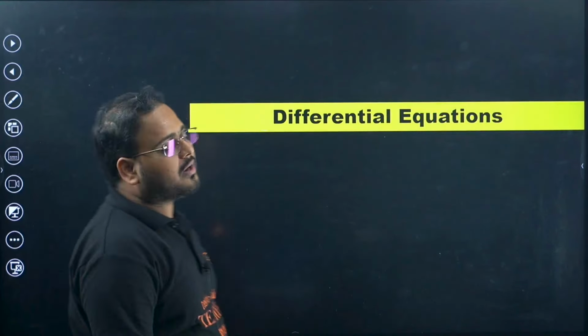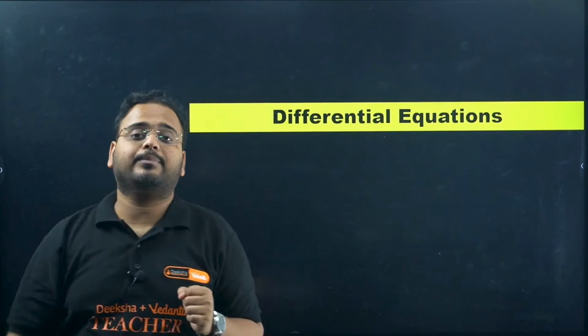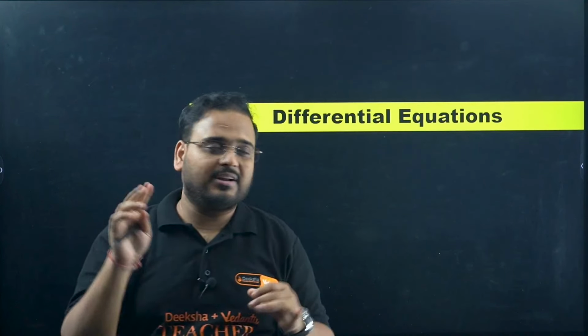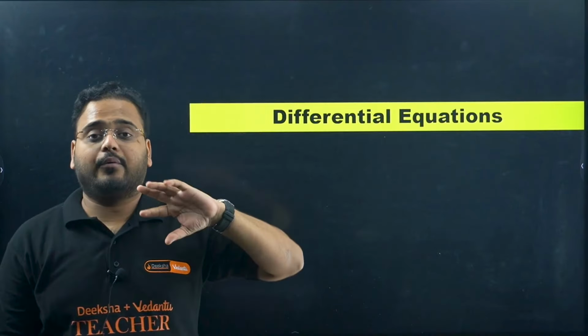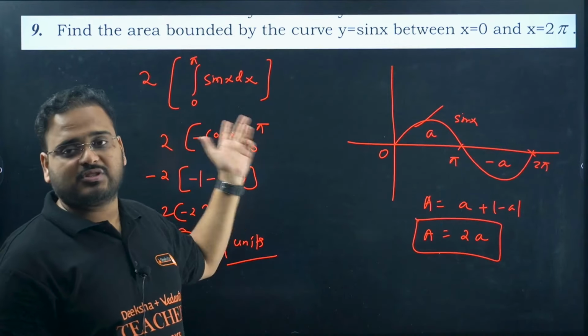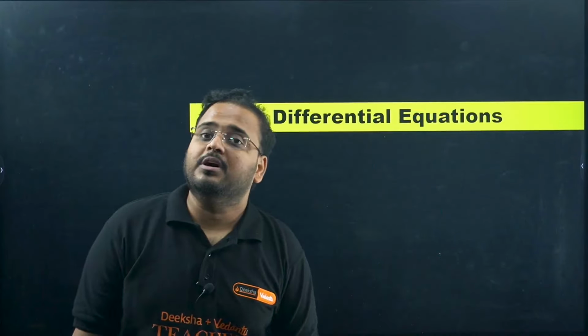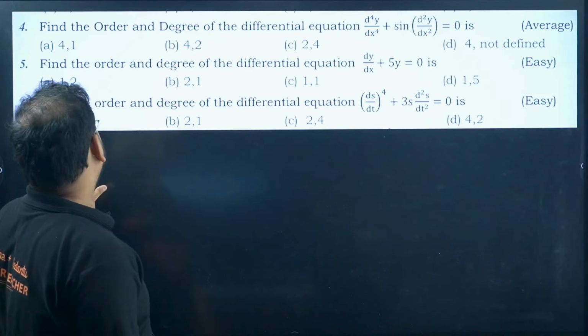Okay, next is your differential equation. I've done enough that you need to understand and learn in the chapter. I've done a parabola question, a straight line problem, a question on the combination of a straight line with a parabola, and then an ellipse question and a sine function as well. So all the varieties I've taken care of. Next we're going to move on to differential equations. Let's solve the questions now.